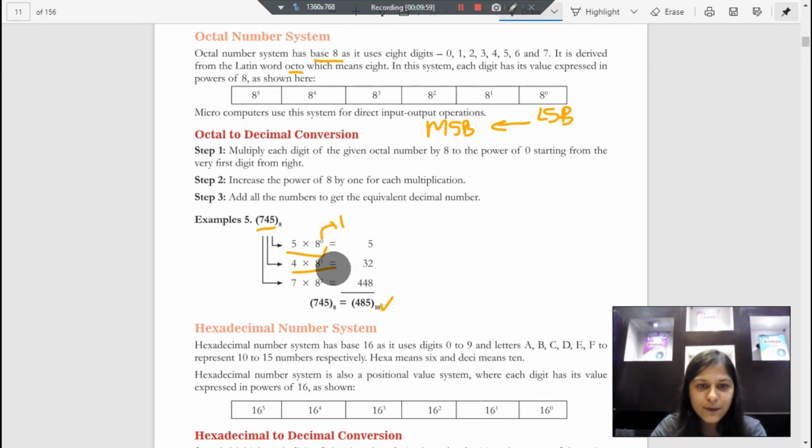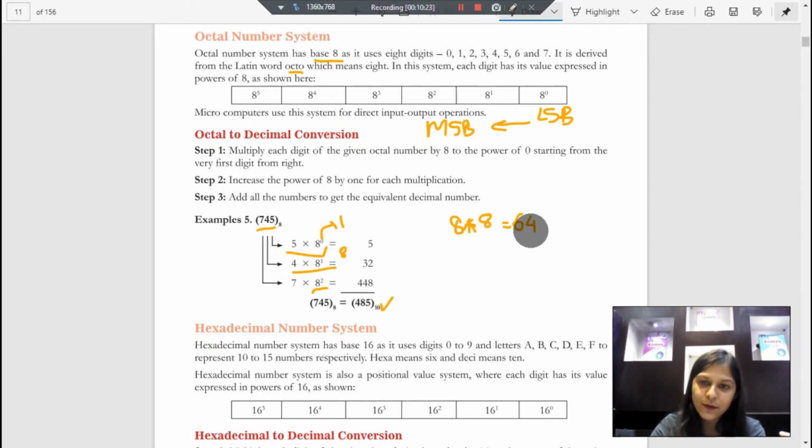4 into 8 to the power 1. 8 to the power 1 means 8, and 4 into 8 is 32. Yes, we know that. Now 8 into 8 is 8 to the power 2, which means 8 into 8, which is 64. Right. So 8 to the power 2 is equal to 64.